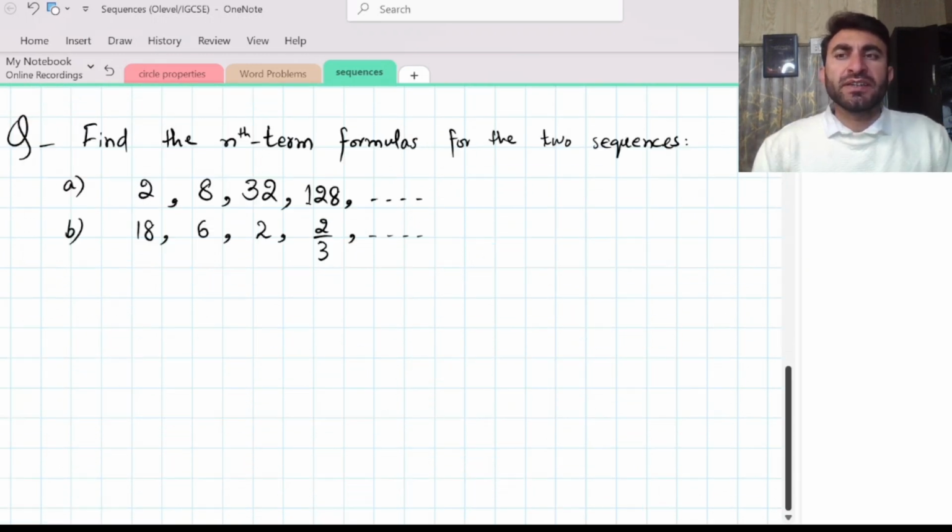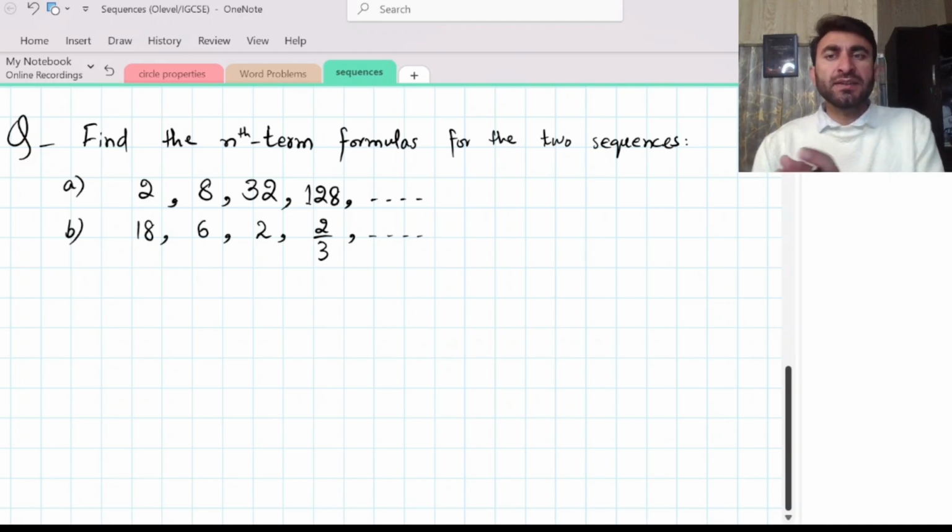The question here states: find the nth term formulas for the two sequences given. The sequence in part A has terms 2, 8, 32, 128 and so on, while the sequence in part B is 18, 6, 2, 2 upon 3 and so on. We can see the sequence in part A is an increasing sequence, while the second sequence is a decreasing sequence.